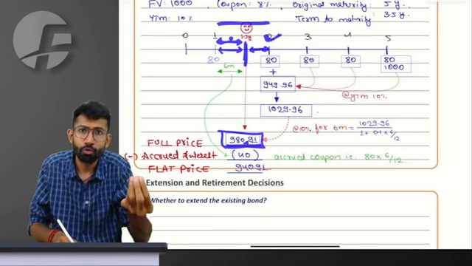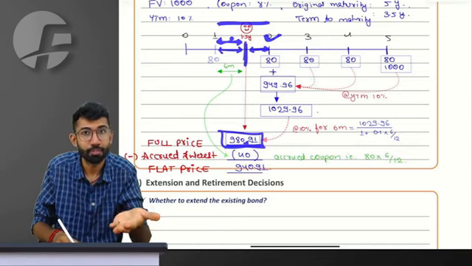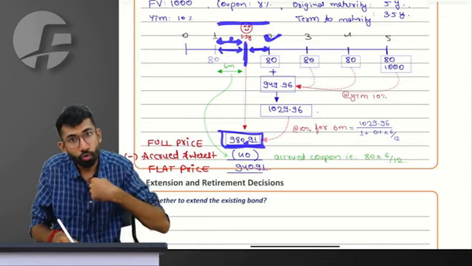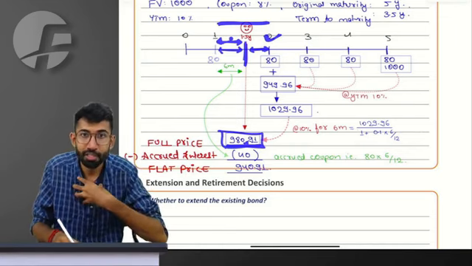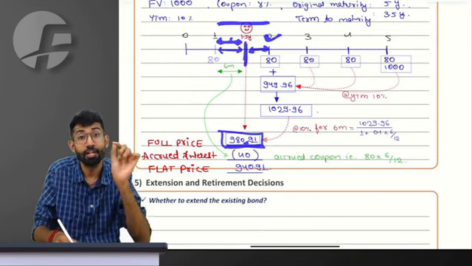Because why is it accrued to him? Because he was holding the bond for the first 6 months. It is you who bought from him after 6 months and you hold it for the next 6 months, which means the coupon of the first 6 months he deserved to receive. How much is the amount of coupon?